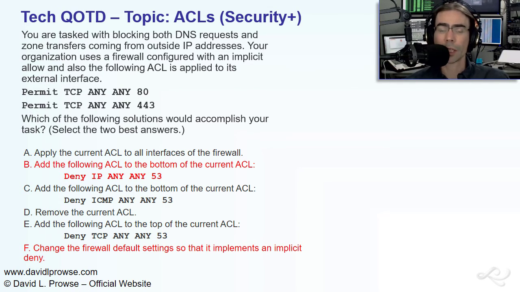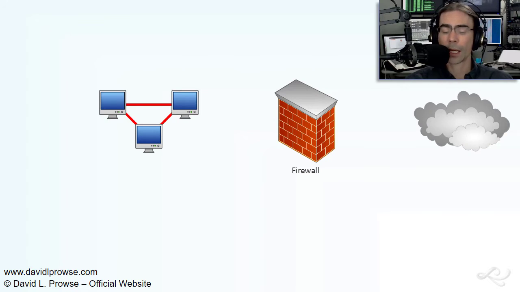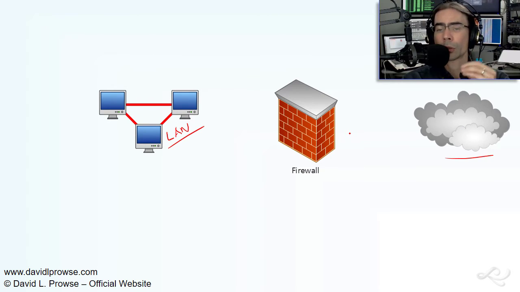Okay, and let's take a look here. Let's illustrate a little bit. Here we have the LAN. So we have our computers and our users on the LAN. Here's our firewall. And here we have the internet, the cloud. And so when you're talking about the firewall, you talk about the internal interface and the external interface. Well, the external interface is on this side, external, that goes out to the cloud. That's the outside interface, the external interface, the internet facing interface, right?